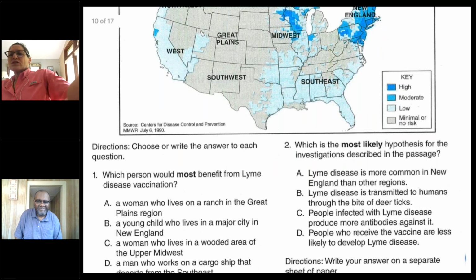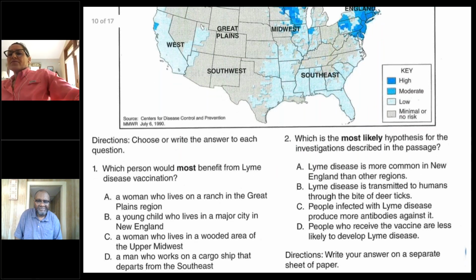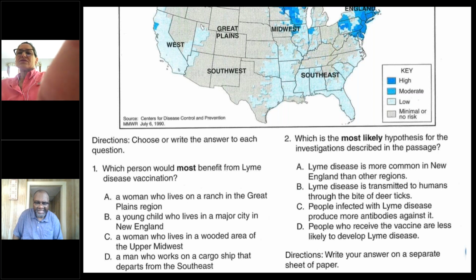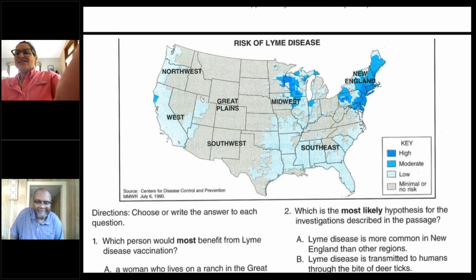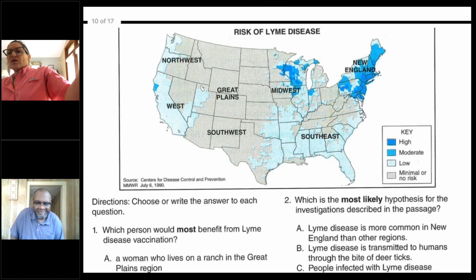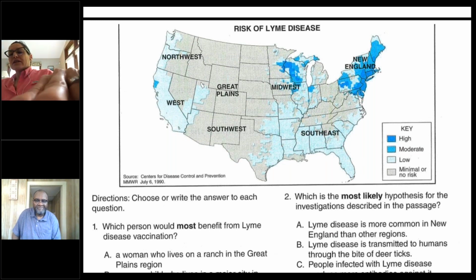I don't know what the passage... Oh, okay. This is: Lyme disease is more common in New England than other regions. Is that true? Oh, Lyme disease is more common in New England than other regions. So there was an experiment, apparently, and I must not have copied the written part explaining this risk of Lyme disease. There must have been a hypothesis where they said, we think, you know what a hypothesis is? Yes. Okay. It's like we think that there's the highest incidence in New England.